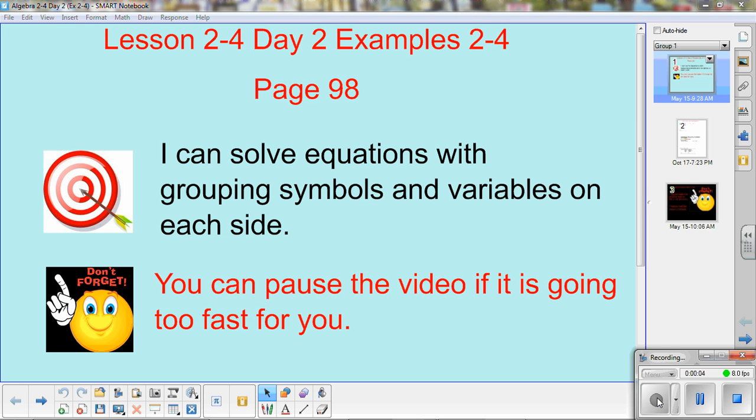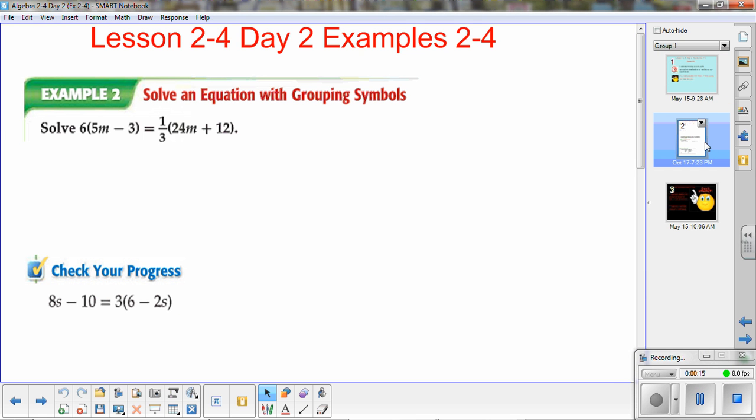In Lesson 2-4, Day 2, Examples 2 through 4, you will solve equations with grouping symbols and variables on both sides. Our first example is 6 times the quantity 5m minus 3 is equal to 1/3 times the quantity 24m plus 12. You're going to start out by drawing your train tracks as your visual of the two sides. And now, before we do anything, we're going to want to use the distributive property to simplify both sides.